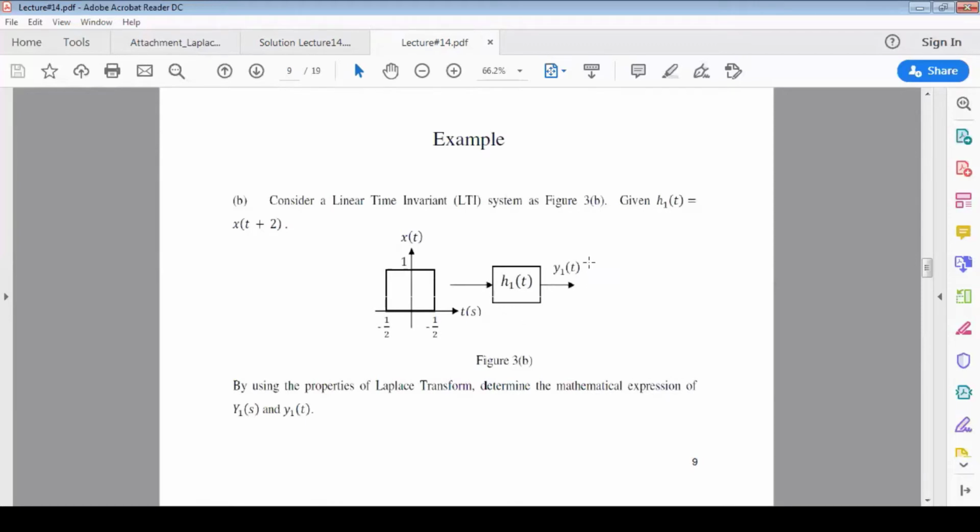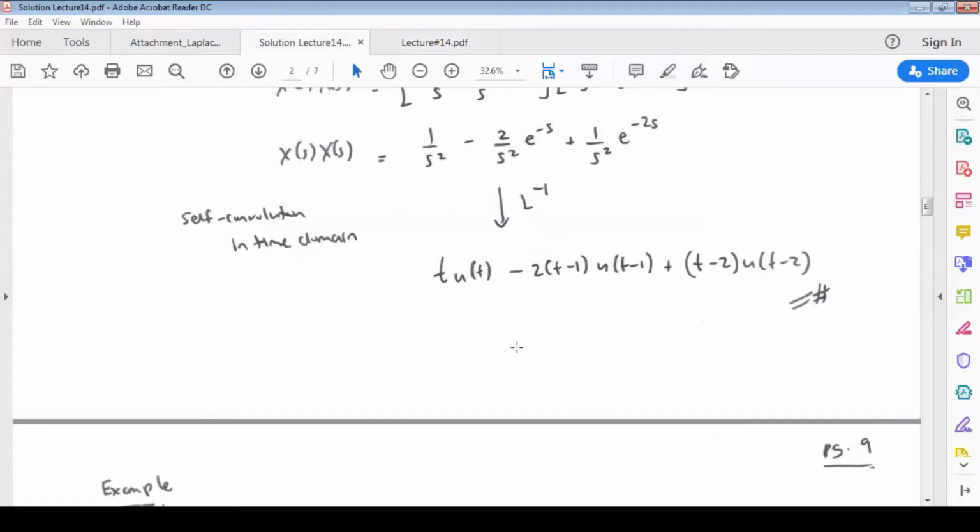We are further given that h1t, the system's equation, is equal to xt plus 2. It means that h1t and xt are interrelated. We can have a relationship between xt and h1t. So the question is, by using the properties of Laplace transform, determine the mathematical expression of y1s and y1t. It means that we have to find y1t or y1s. Okay, so let's have a look at the solution for this example.